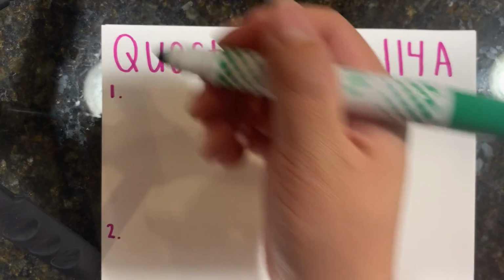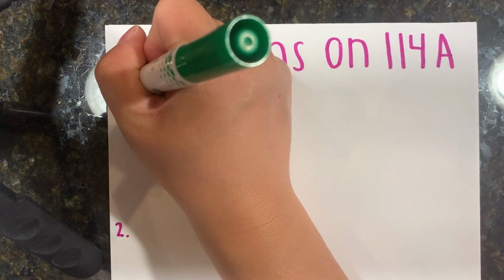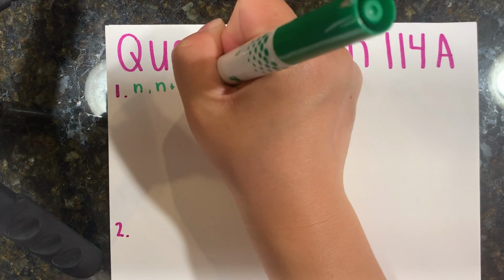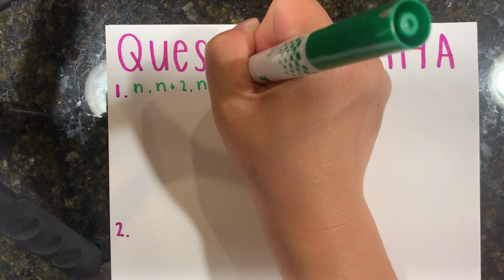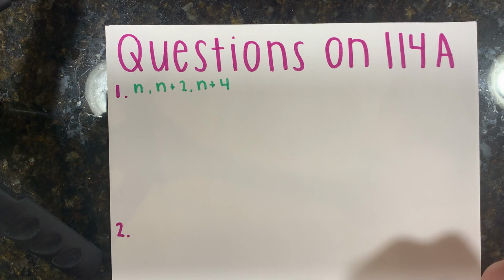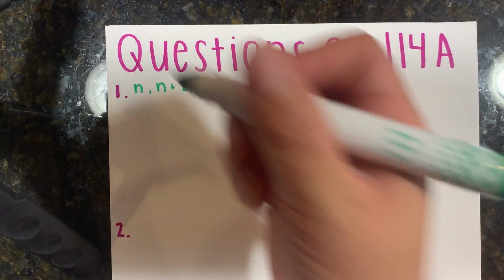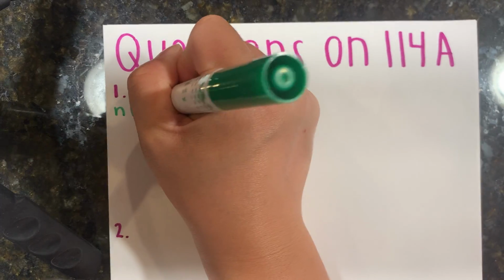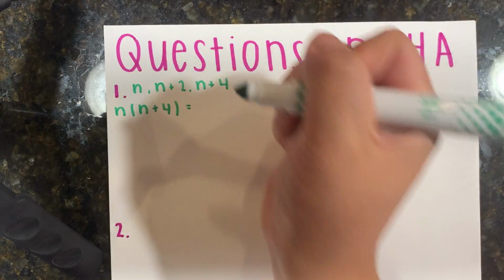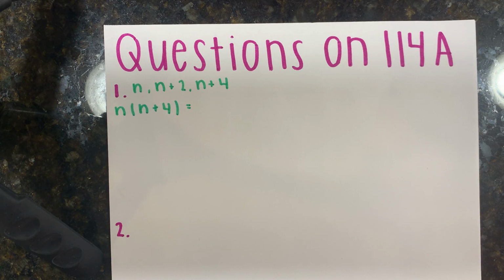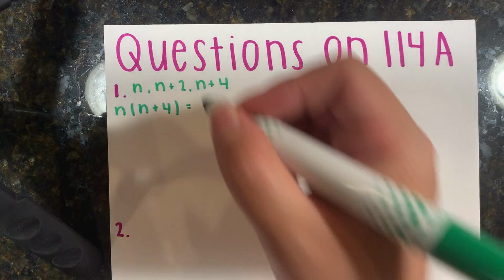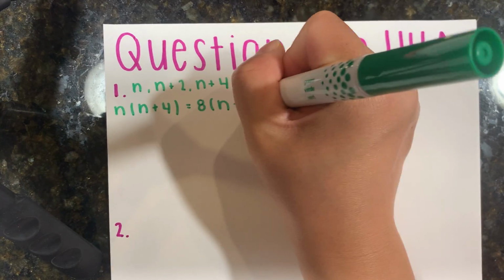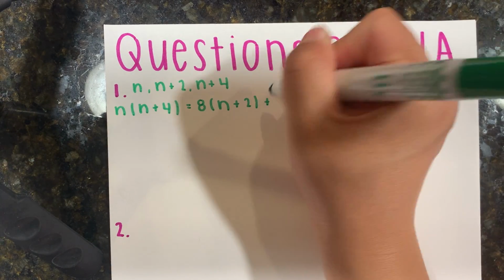So 3 consecutive even integers, we're going to use the variables n, n plus 2, and then n plus 4. It says that we are going to take the product of the first and the third. So that would be n times n plus 4. And it exceeds the product of the second and 8. So 8 times n plus 2. It exceeds that product by 16.